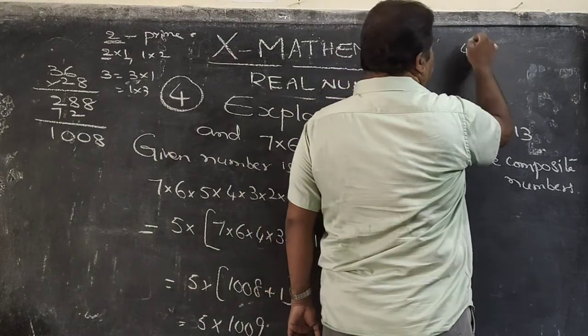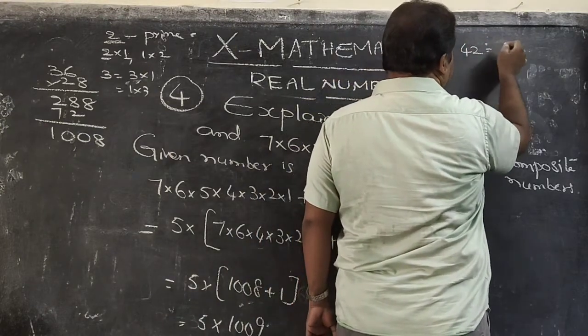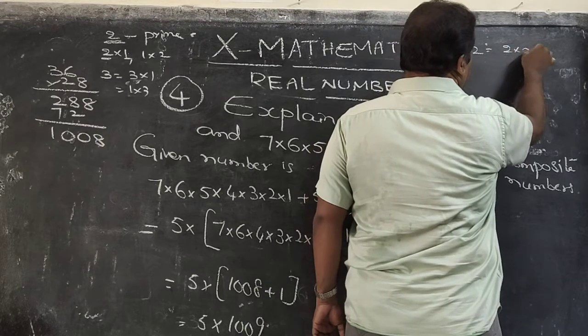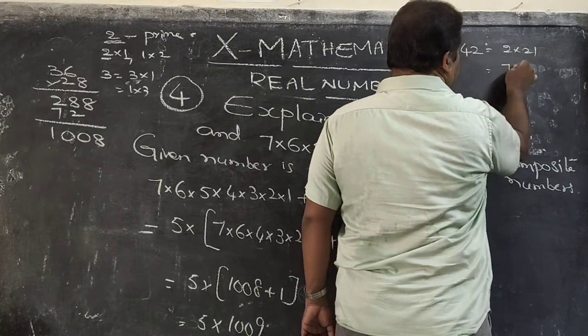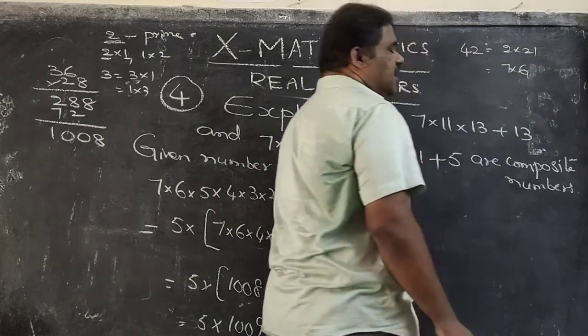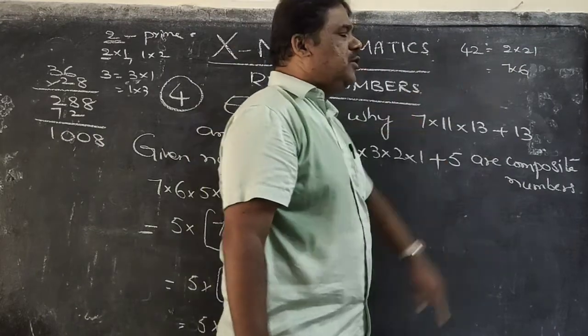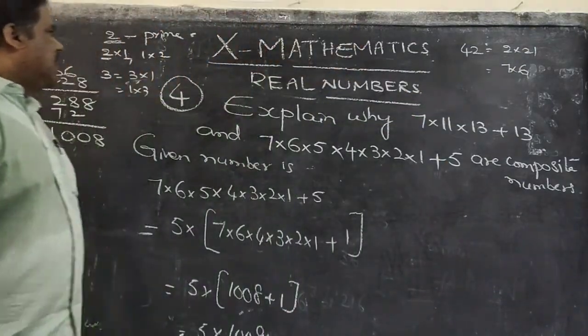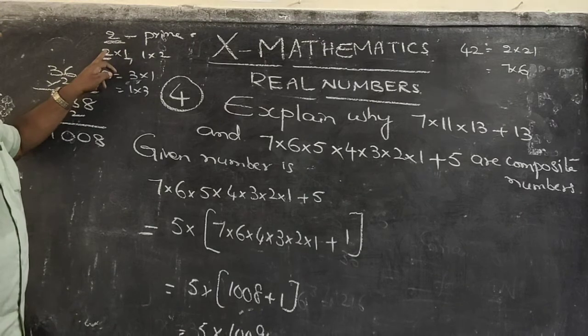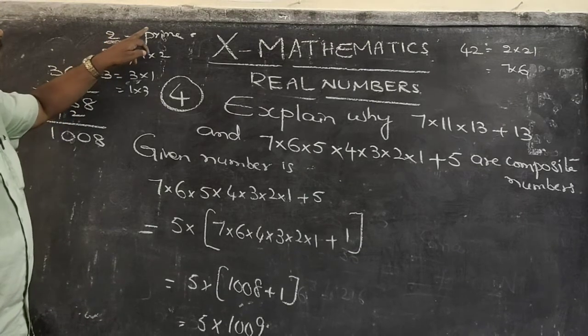42 is a composite number, not prime number, because 42 can be written as 2 into 21 or you can write 7 into 6 like that. 42 is having more than 2 factors. If a number has only 2 factors, 1 and itself, that number is called prime number.